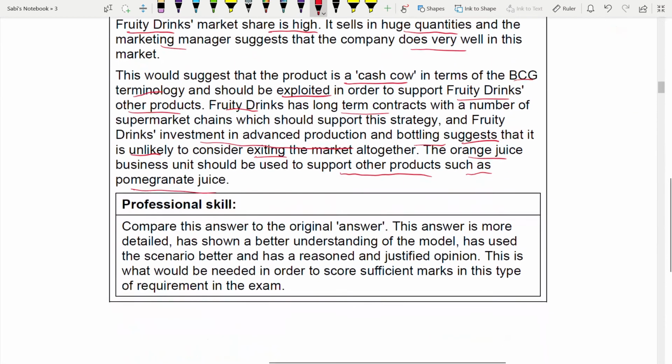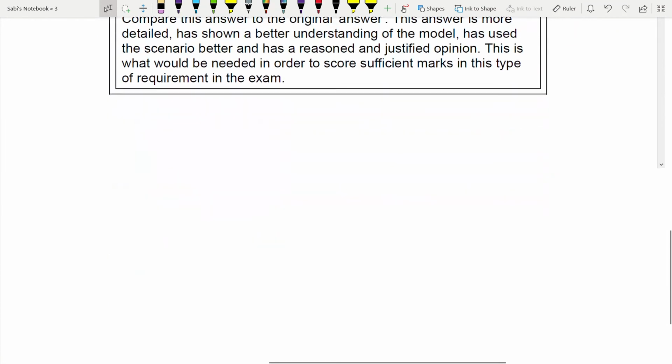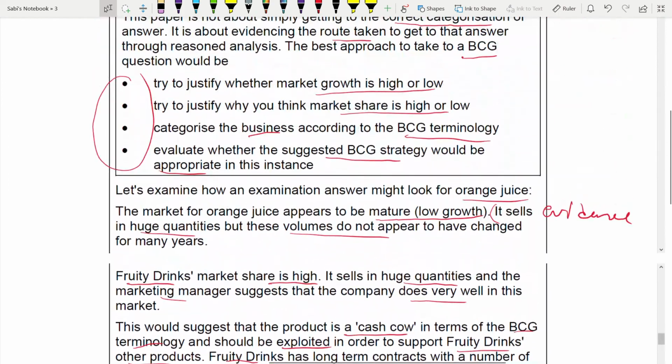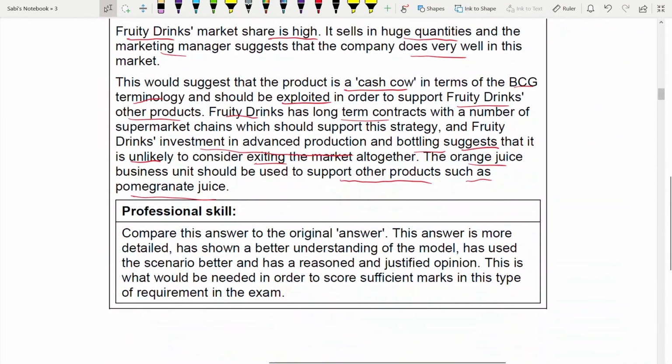Now let us see for the pomegranate. Okay, pomegranate juice is not there. This is only written for the cash cow, sorry, the orange juice. Similar way you can write for the pomegranate juice also.